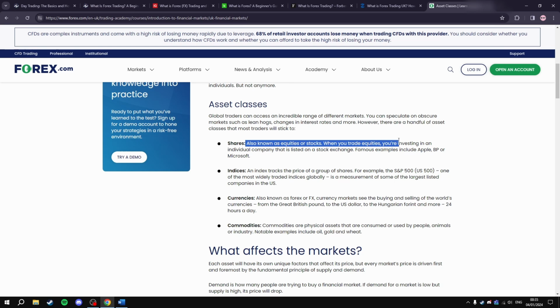When you trade equities, you are investing in an individual company that is listed on a stock exchange. Famous examples include Apple, BP, or Microsoft. Indices. An index tracks the price of a group of shares. For example, the S&P 500, one of the most widely traded indices globally, is a measure of some of the largest listed companies in the US.